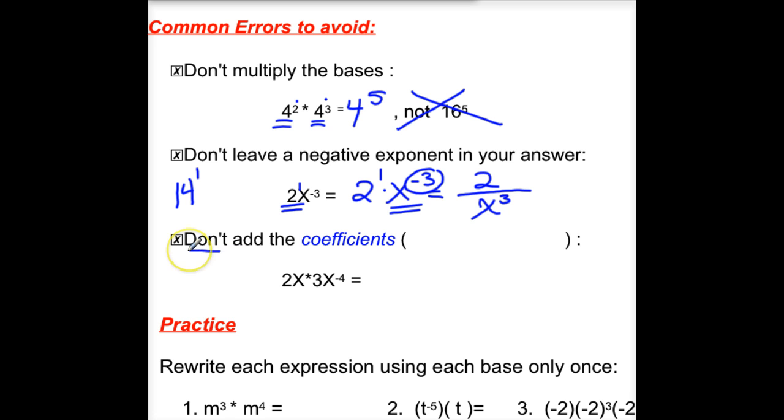Next step, be careful, you are very clear with what I said to add. I did not say add the coefficients, and then the obvious question would be, what's a coefficient?